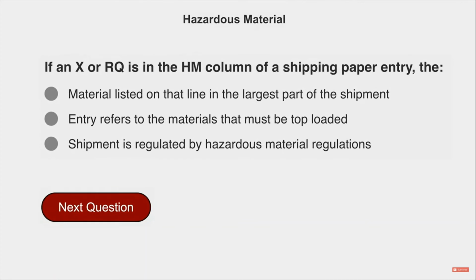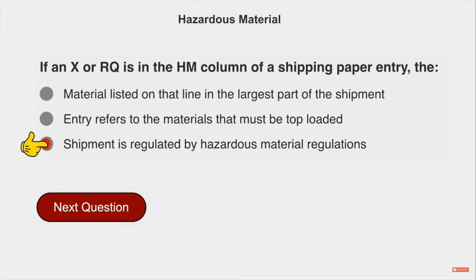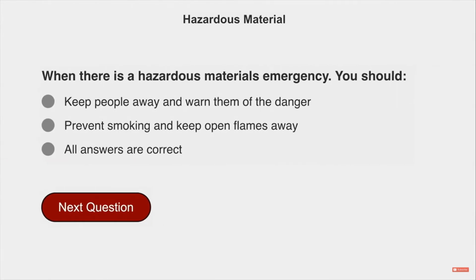If an X or RQ is in the HM column of the shipping paper entry, the shipment is regulated by hazardous material regulations. When there is a hazardous materials emergency, you should: all answers are correct. Keep people away and warn them of the danger, and prevent smoking and keep open flames away.